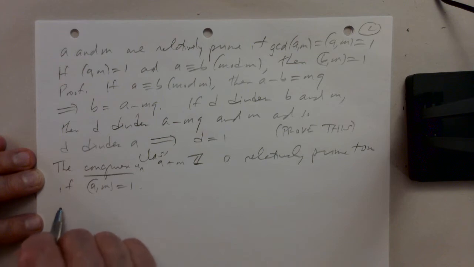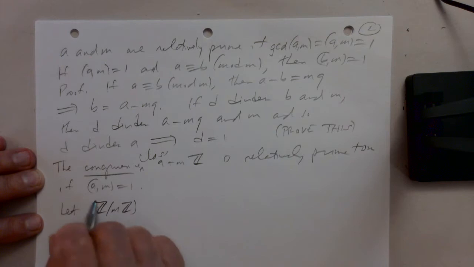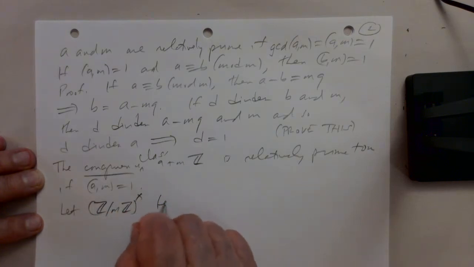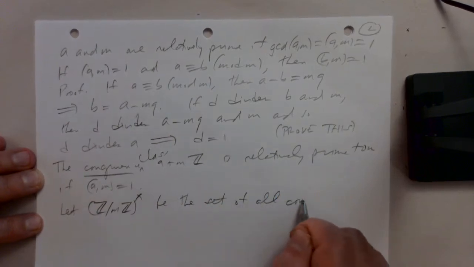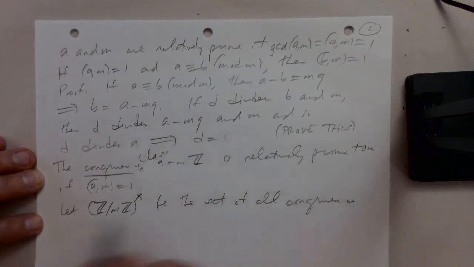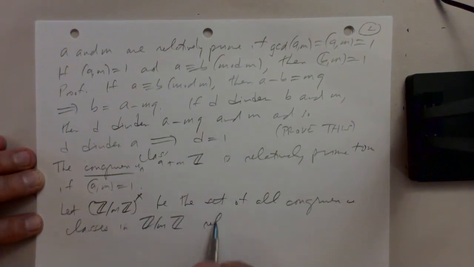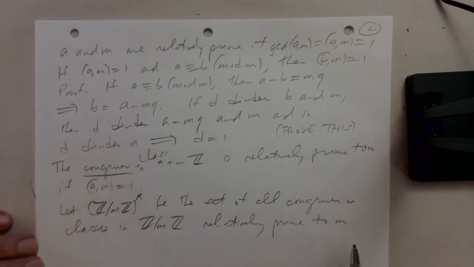So we let Z mod mZ cross, or star, be the set of all congruence classes in Z mod mZ relatively prime to m.